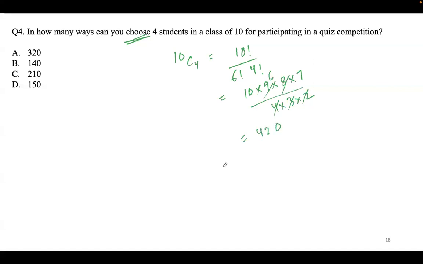Is it? Can you confirm? 210. But it is 3, 2, and 9 cancel. It's 3. It's with the 9. Oh, sorry. Yeah, 210. Sorry. Okay, good. 420 is not even an option. Yeah, okay. It's 210. Good.